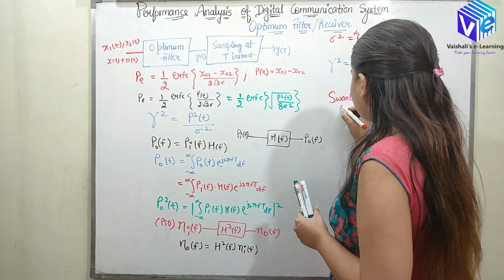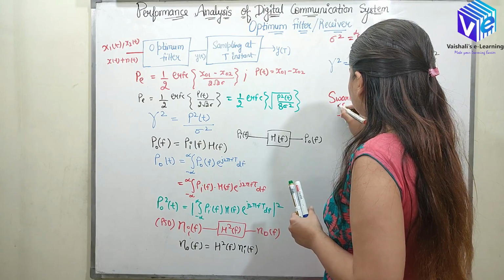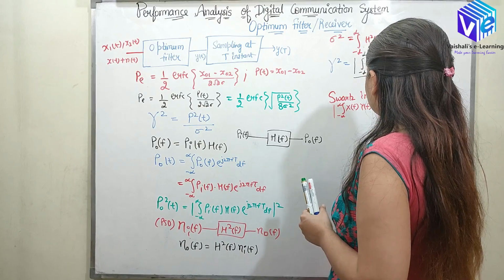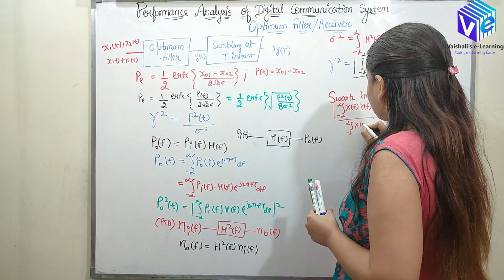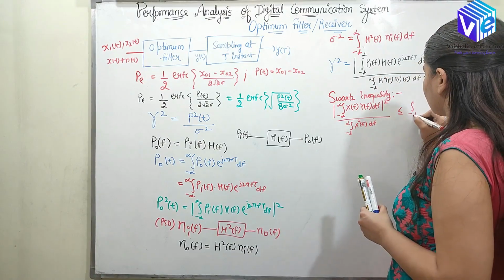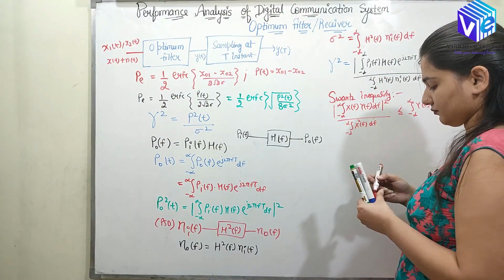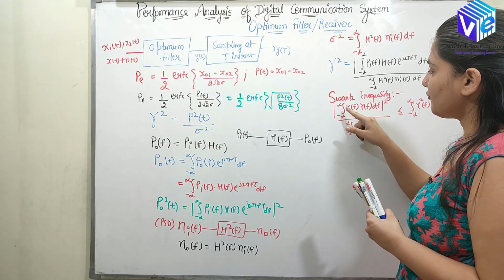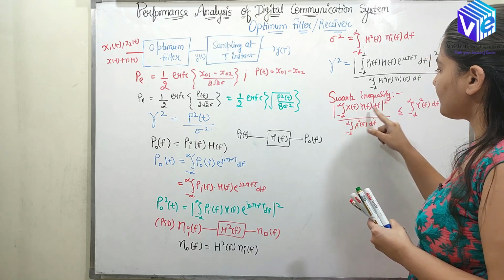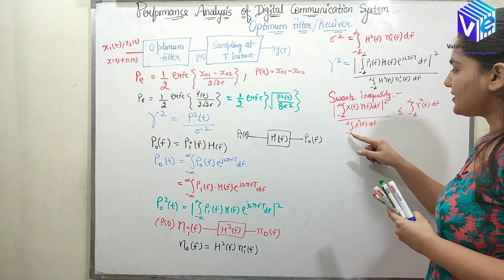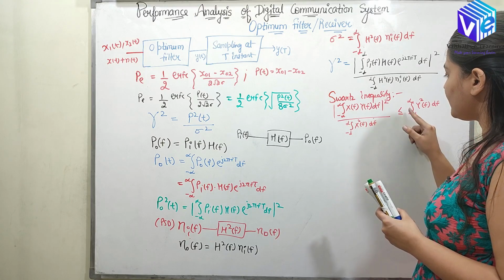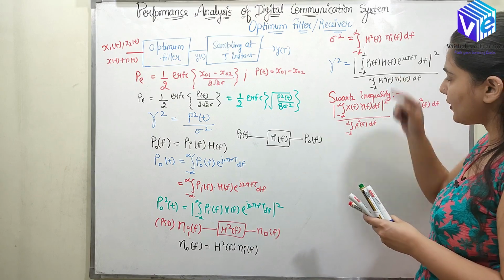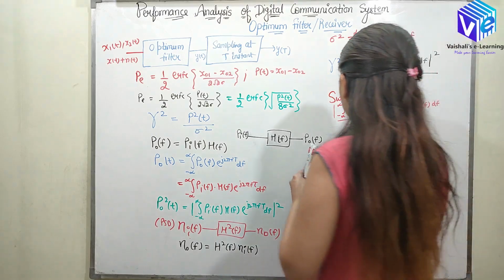According to the Schwarz inequality, if I have the function in the form of the integration from minus infinity to infinity of X(f)Y(f) df, whole square, it is less than or equal to the integration from minus infinity to infinity of X square(f) df times the integration from minus infinity to infinity of Y square(f) df. So now here I need to identify Y(f) and X(f).